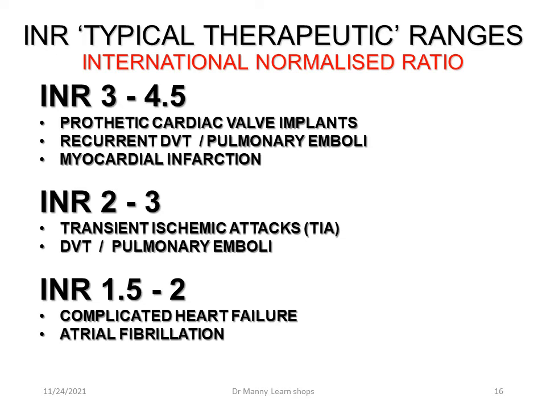The longer your INR, the longer it takes for your blood to clot. It doesn't stop blood clotting, it just prolongs the coagulation cascade. 1.5 INR is shorter than an INR of 4.5. So therefore, if you have an INR of 4.5, you're at increased risk of bleeding. If you've got an INR of less than 1.5, you're at increased risk of developing a thrombosis.